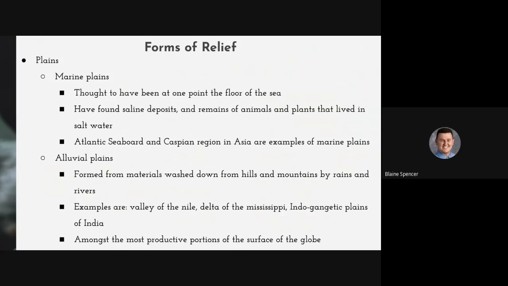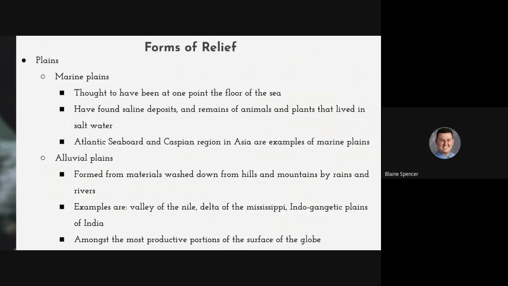Some examples of these alluvial plains are the Valley of the Nile. We've heard this. Where's the Valley of the Nile? That's right, it's in Egypt. It's where a portion of the Bible takes place, where we see Moses, the plagues, the Passover. The Valley of the Nile, we know that. This is an example of an alluvial plain.